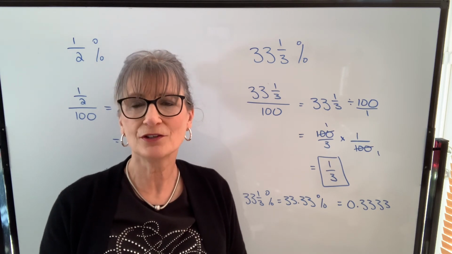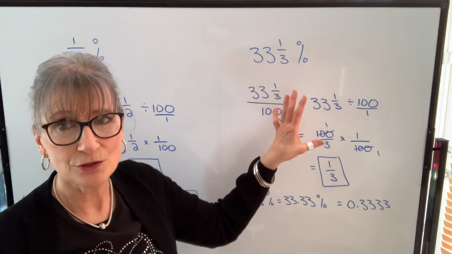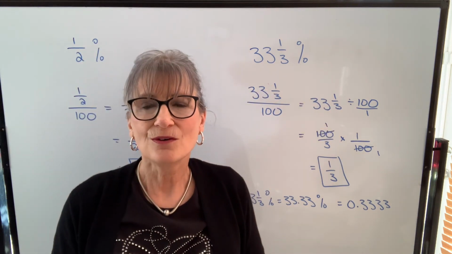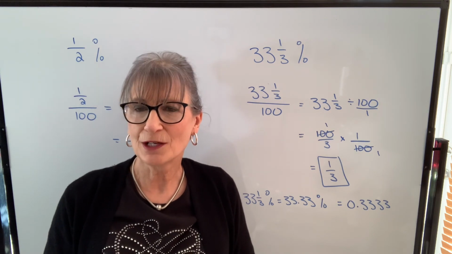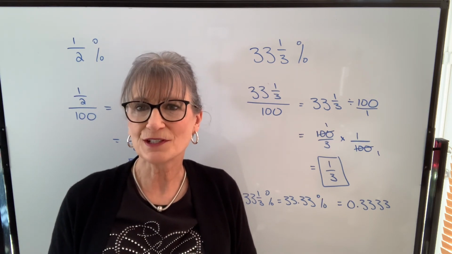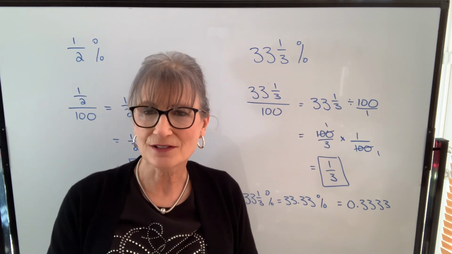So that's it for changing a percent to a fraction. Simply put it over 100 and reduce. And if it has decimals or fractions, you might have to do a little bit of extra work. And in order to change a percent to a decimal, you divide by 100 by moving your decimal point 2 places to the left. Once you divide by 100, you get rid of your percent sign. It's no longer there.